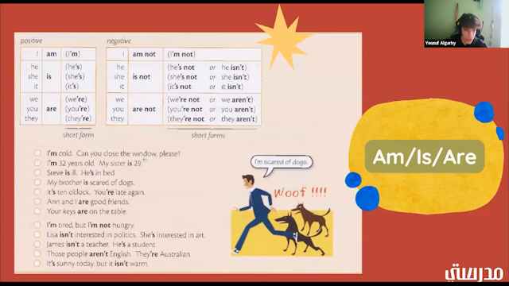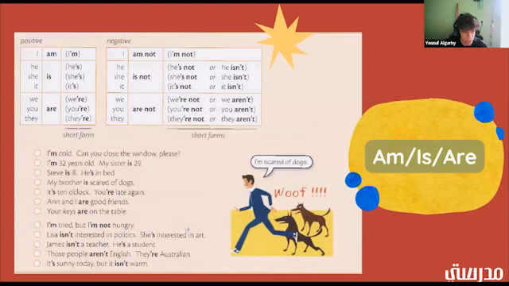Now, the next one. I'm tired, but I'm not hungry. Which one's that? So this one is actually both. It has both a positive and a negative in it. Because you have I'm tired, which is positive, but then you have I'm not hungry, which is negative. So it has both. Next one.